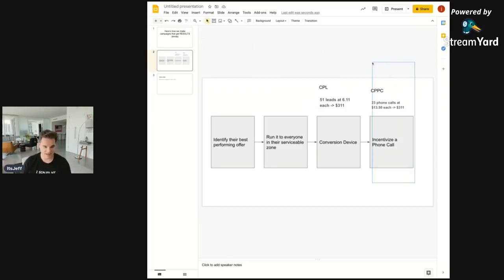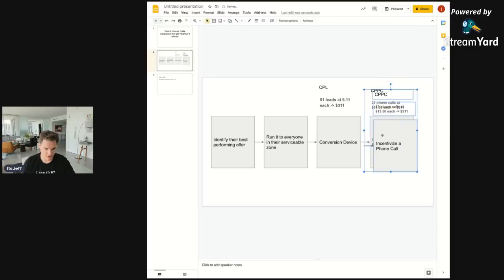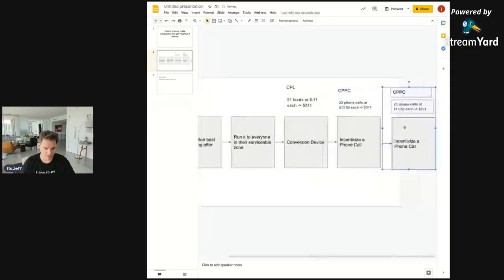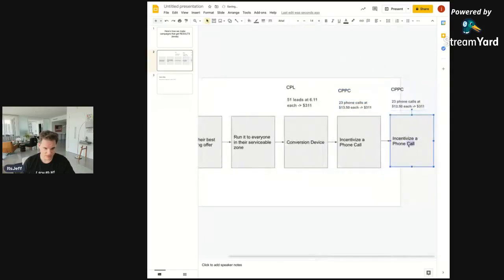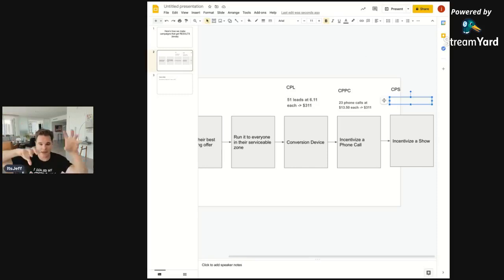And then the next step is what's called incentivizing a show. And then you'll get cost per show. So we've got the cost per lead, cost per phone call, cost per show. And all I'm doing, by the way, is I'm having a conversation with my client, like, how do you sell your stuff? And then mapping metrics and measurements to it so that I know what's working.